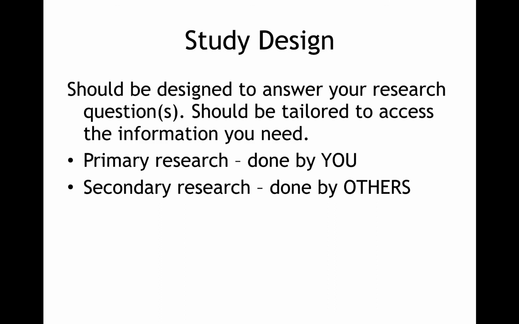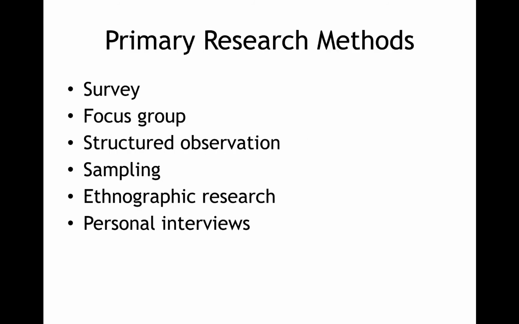So your study should be designed to answer your research question. It should be tailored to access the information you need. There's two types of research that you typically want to do. Primary research is research that is done by you, and secondary research is research that is done by others that you are using for your needs. So some examples of primary research methods: a survey. You develop a survey or questionnaire and you give it to 15 people. A focus group is when you take a small group of people and ask them very specific questions related to your research question.